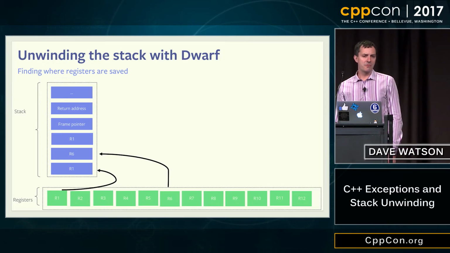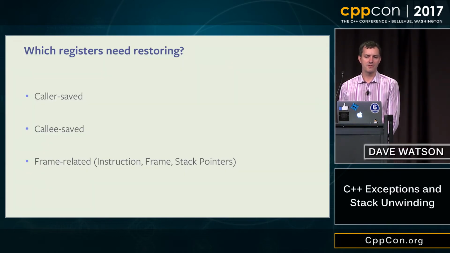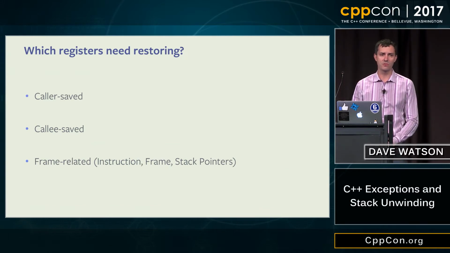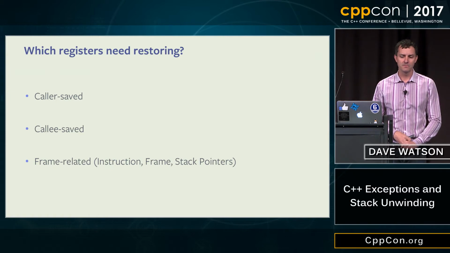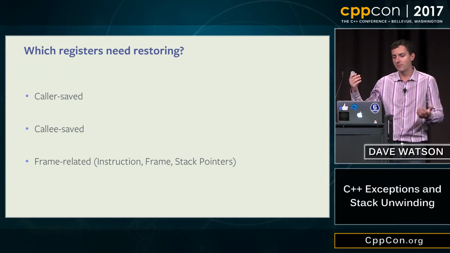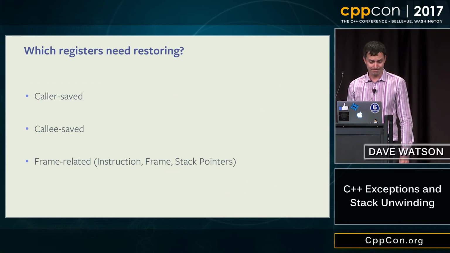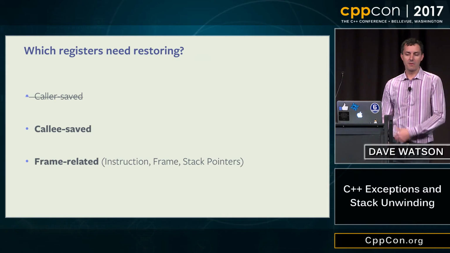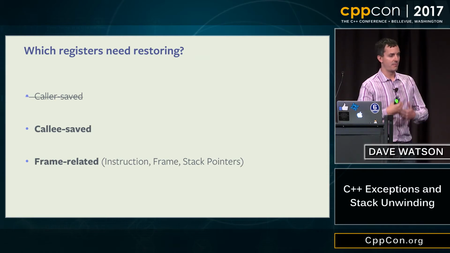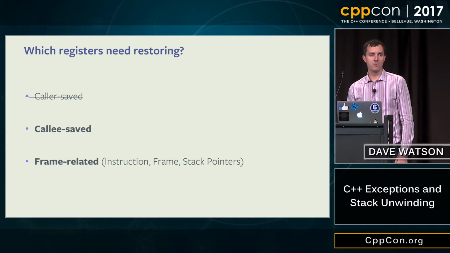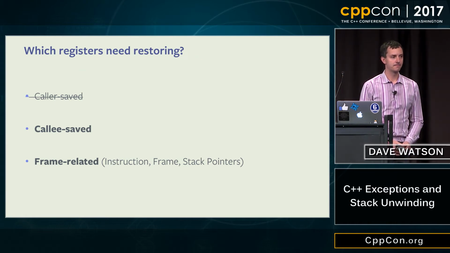So we need to restore the registers when we're unwinding, but what registers do we actually need to restore? It turns out not all of them. We can break up the registers into several different categories: the caller saved, the callee saved, and the frame related, so the instruction pointer, frame pointer, stack pointer. The only ones we need to save are obviously the frame related. We want to know where our canonical frame address is, our frame pointer. But only the callee saved registers need to be saved.